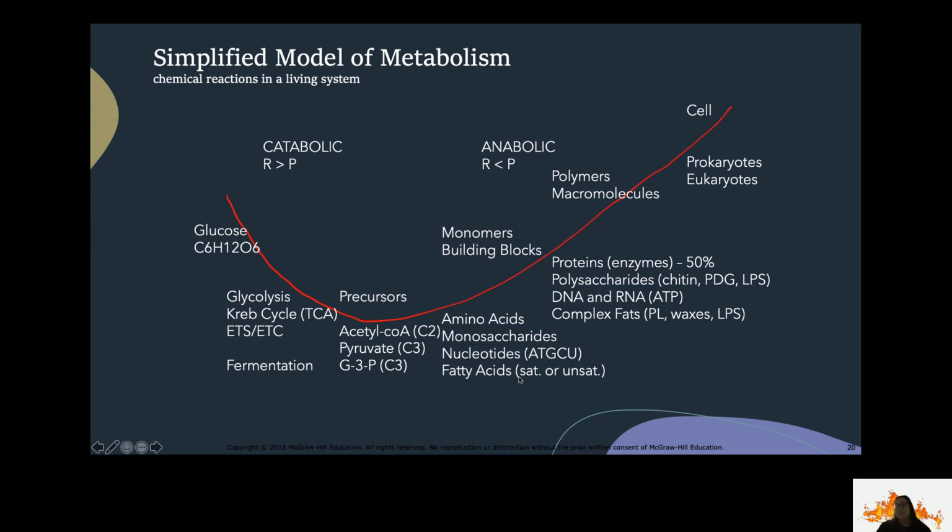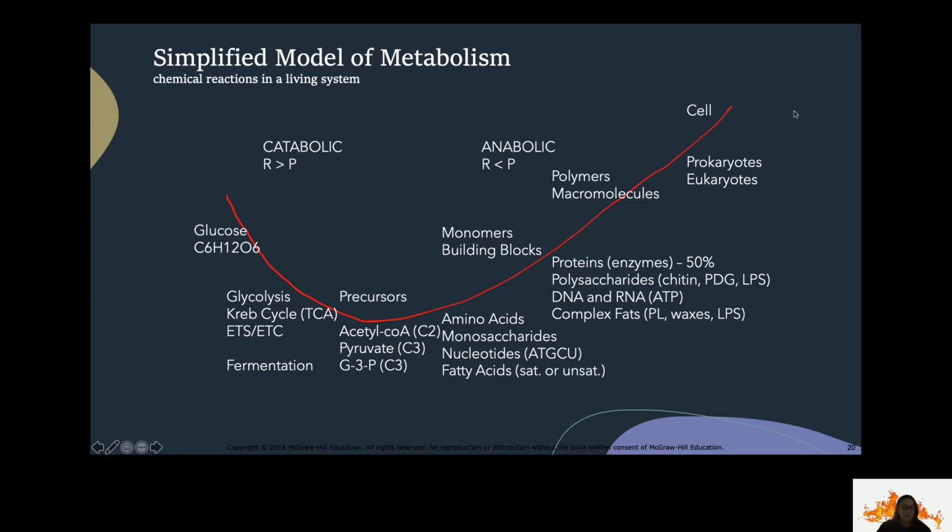And fatty acids themselves can become more complex fats. They can form phospholipids in the membranes. They can become waxes like on the cell envelopes or even part of those lipopolysaccharides. These guys are small. These are getting larger, so the swoosh is moving upward. Combine a bunch of these together in just the right way and a cell can be made.